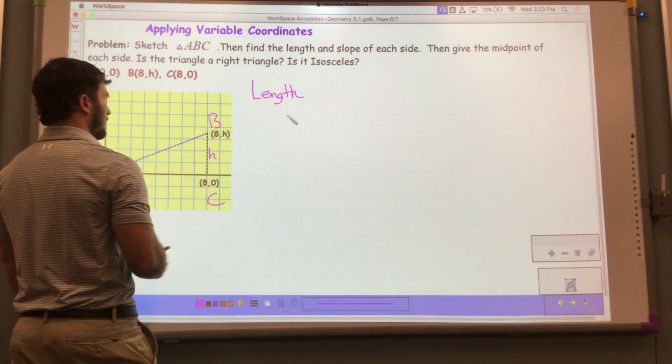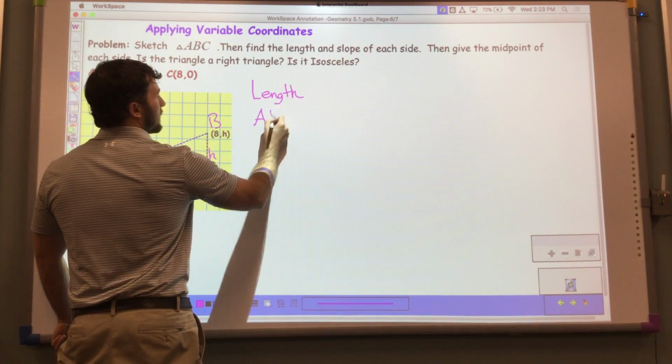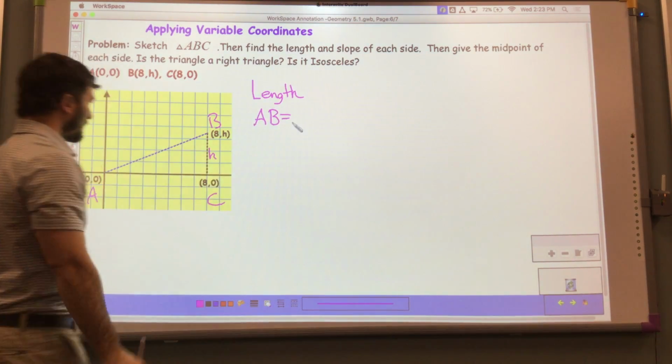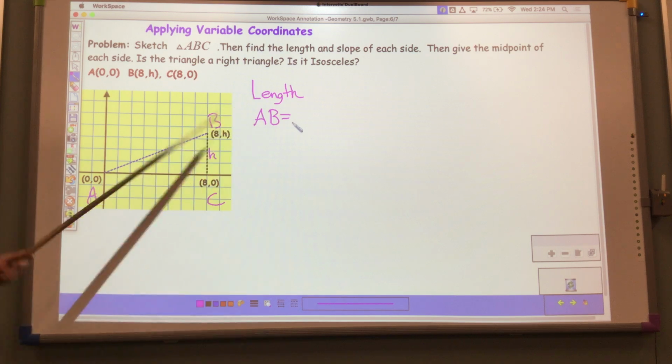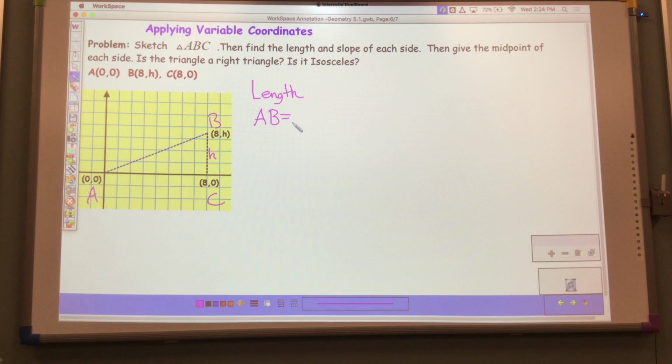Well, let's start with AB. So from here to here, what's the length? To find length, we use the distance formula. Doesn't matter if you have an h, you can still use the distance formula all the same.